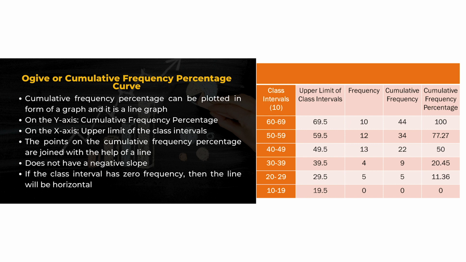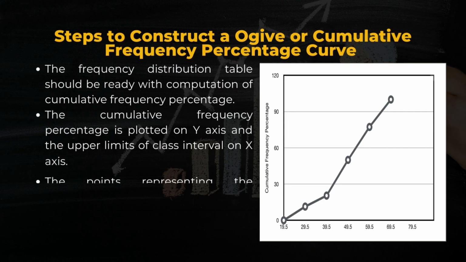So we are going to plot it on a graph. On the y-axis, we see the cumulative frequency percentage, followed by, on the x-axis, the upper limit of the class interval. So this is how we plot an ogive, or the cumulative frequency percentage curve, and this is very important for many data sets. So this is how we are going to calculate.